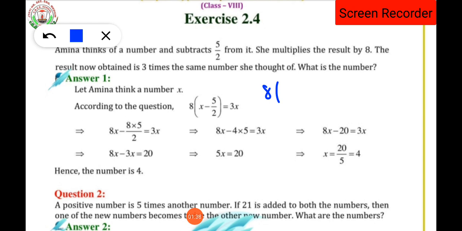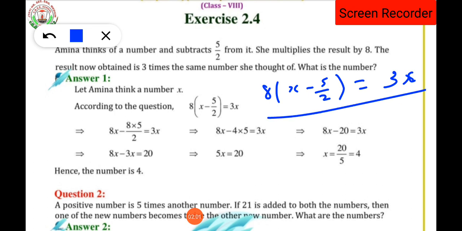Then it is said in the question, the result now obtained is 3 times the same number she thought of. What is the number she thought of? That number is x. So 3 times x. Have you understood? Now what we have to do, students? We have to solve this particular equation.